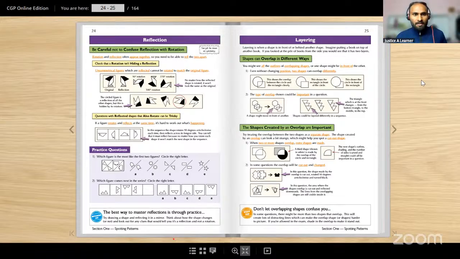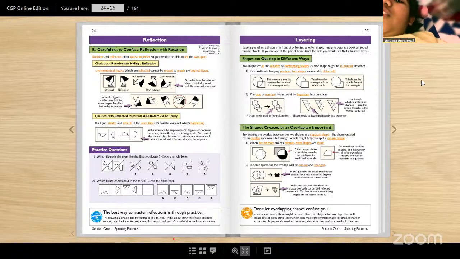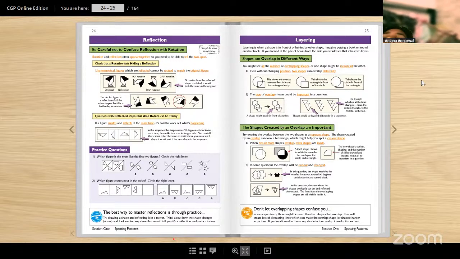Be careful not to confuse reflection with rotation. Rotation and reflection often appear together, so you need to be able to tell the two apart. Check that a rotation hasn't hidden in a reflection.